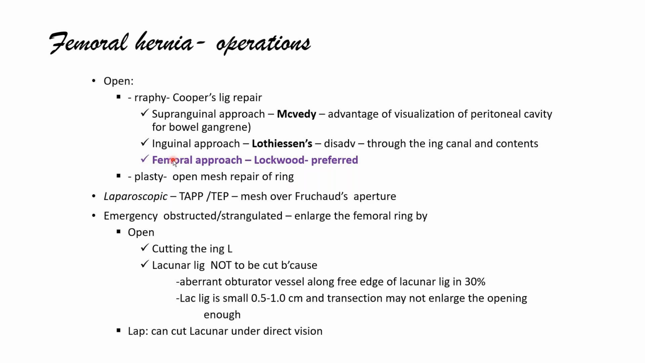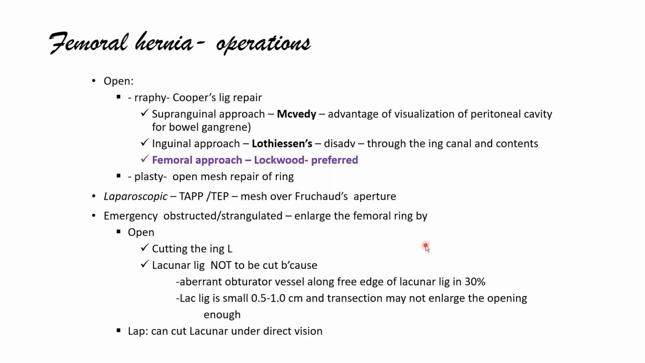But by and large, if you look at the femoral hernia, the preferred method as of now is a laparoscopic TAPP or TEP, which covers the femoral area along with the whole of the myopectineal orifice of Fruchaud. If you've got an emergency obstructed strangulated femoral hernia, which is the more common presentation, then the femoral ring has to be enlarged just by dilatation. Please do not cut the lacunar ligament. I told you why, because the aberrant obturator artery may be there, which is found in almost 30% of cases at the edge of the ligament. See, 30%. In that case, you'll be cutting the artery and you'll have troublesome bleeding on your hands, right?